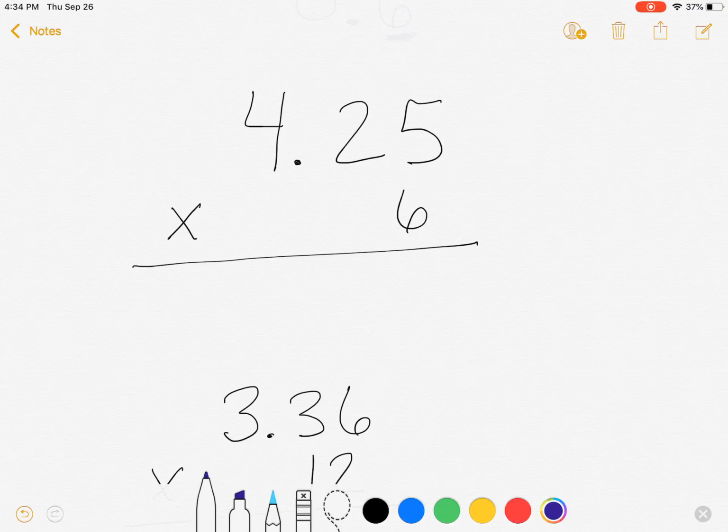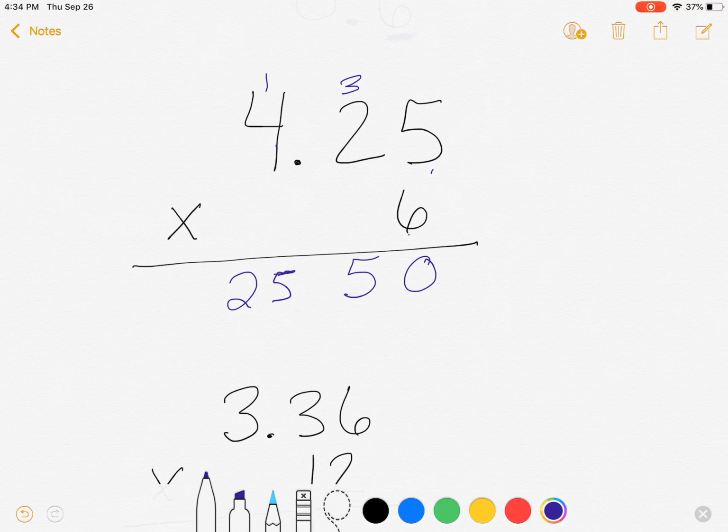So here's another example. 4.25 times 6. So 6 times 5 is 30. And it's really important to carry the 3 first. Sometimes our students get the numbers mixed up. So carry the 3 first. 6 times 2 is 12 plus 3, 15, carry the 1 first. Then 6 times 4 is 24, plus 1 is 25.